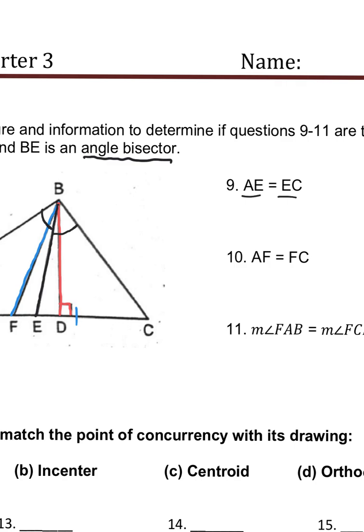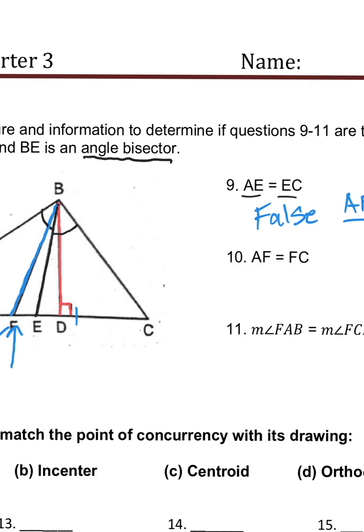But it says the median is BF, B to F, which is our blue line, right here. This is our median. And that goes from A to F, not A to E. So I already know that this has to be false. It should say AF is equal to FC. That's what it should be.